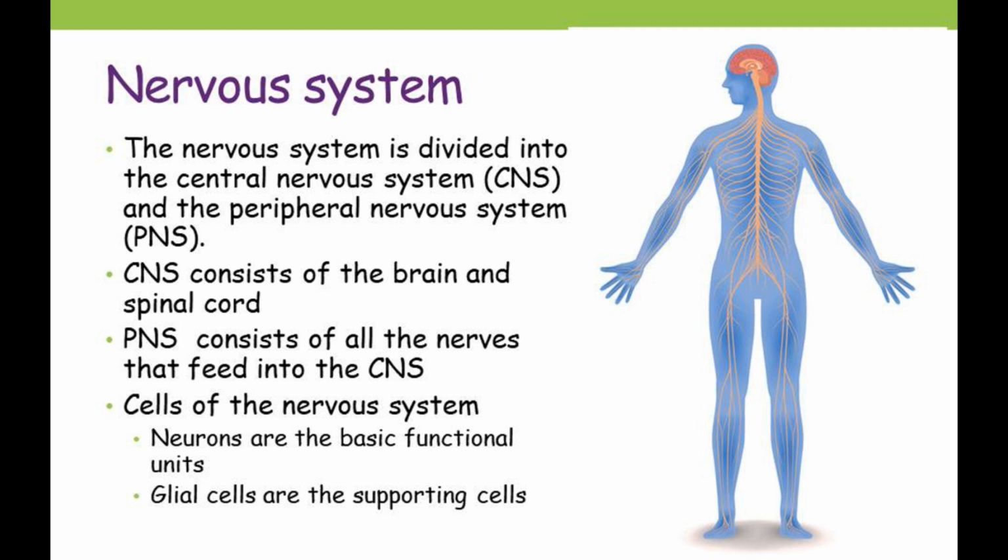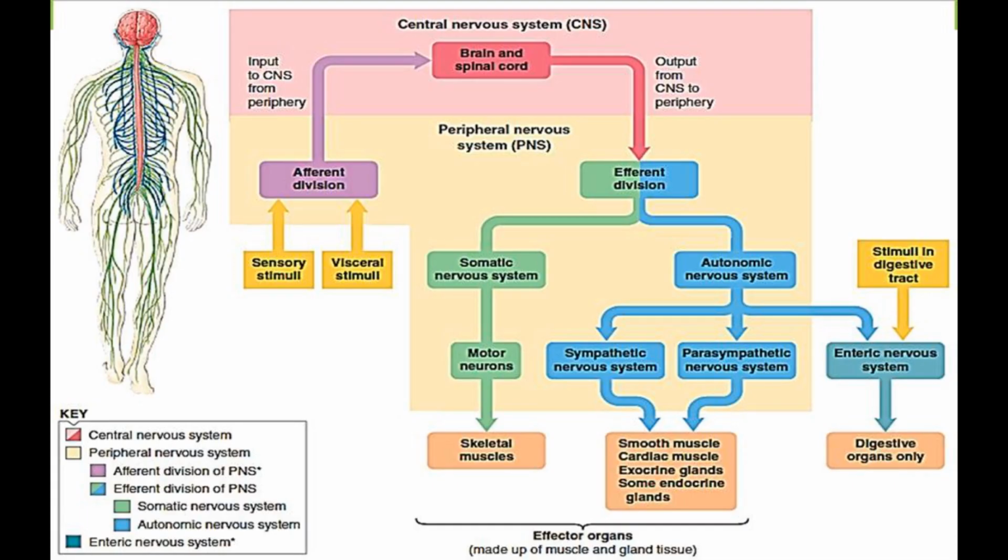The cells of the nervous system include the neurons, which are the basic functional units, and the glial cells, which are the supporting cells. So as you can see in this figure, there are two sections of your nervous system, the central nervous system and the peripheral nervous system. And in the central nervous system, you can see that input comes from the peripheral nervous system to the brain and spinal cord, and output goes to the peripheral nervous system from the central nervous system.